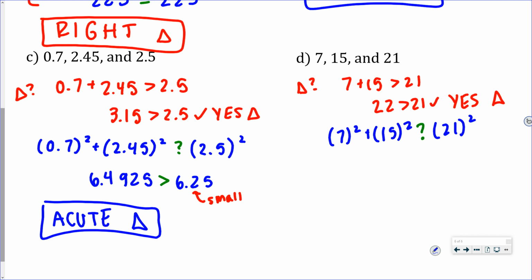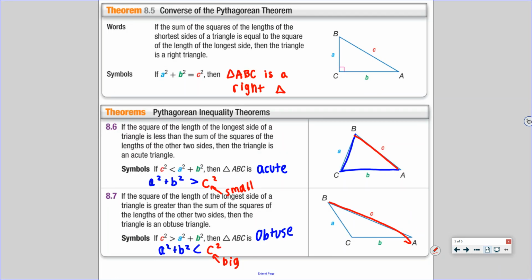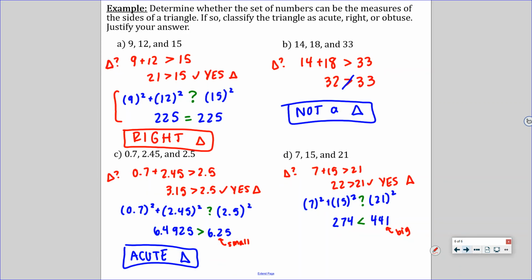All right. 49 plus 15 squared is 274. 21 squared is 441. This time, my two sides squared added together are smaller than that third side squared, so that means that third side is big. It looks something like this, where that third side's really big, which means the angle across from it is going to be really big. So this is an obtuse triangle. Okay, that's how you test that.